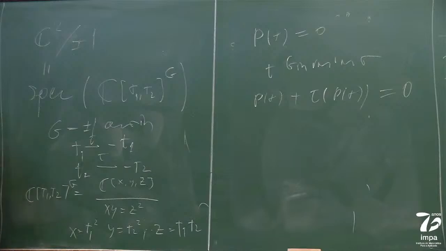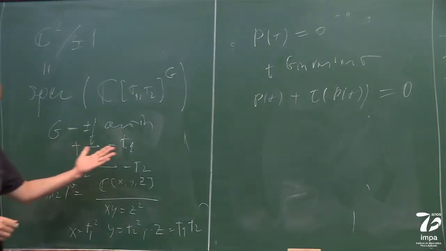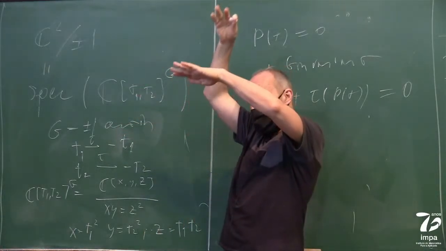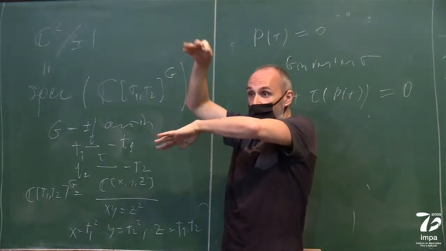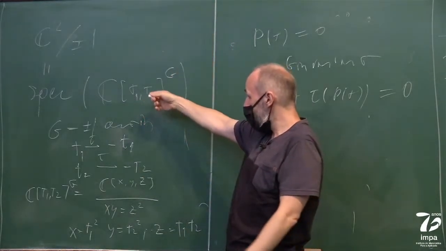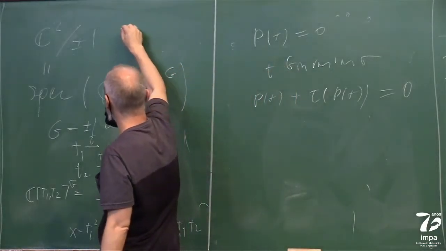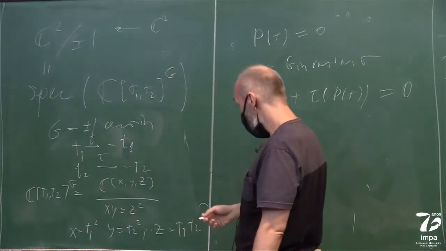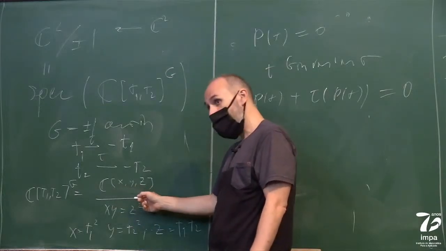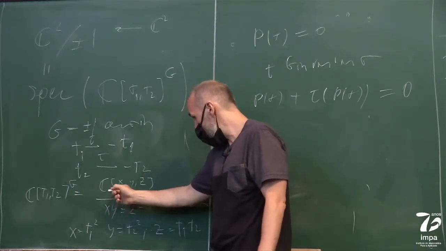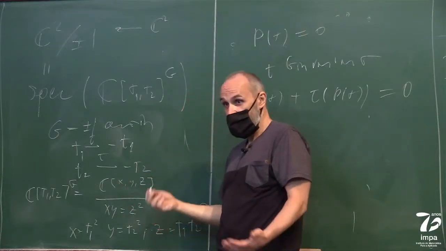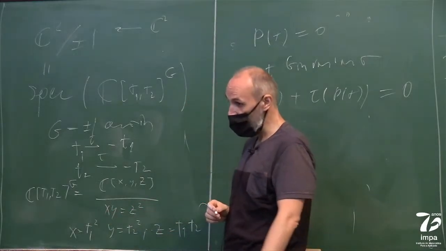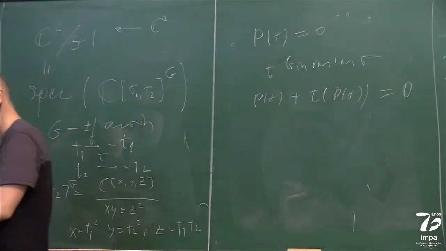Okay, so, yeah, but it's not smooth. Look, it's two-dimensional, right? If you have a finite map, the dimensions stay the same. And this thing is a quotient of C squared, so it's two-dimensional. But its maximal ideal is generated by 3 elements: X, Y, and Z. So its quotient by its square is 3-dimensional. It cannot be smooth.